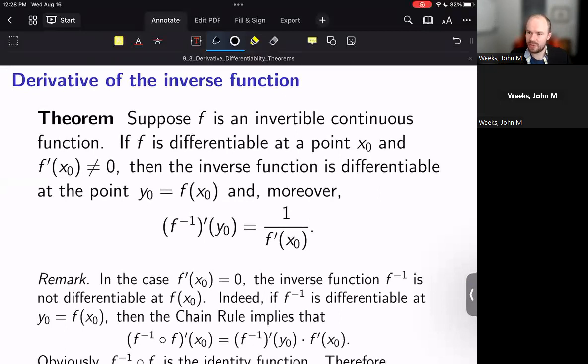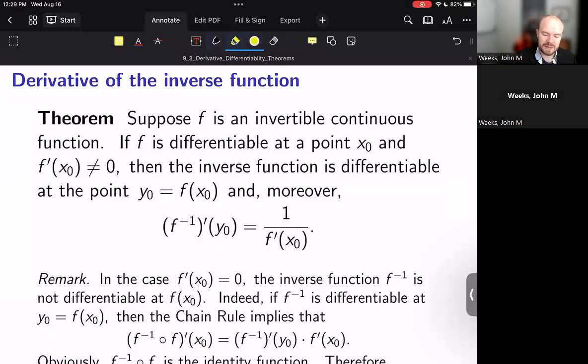First, let's start with an invertible continuous function. Invertible just means it's bijective. It's continuous, right? So that's going to be useful. If f is differentiable at a point x0 and f prime is not 0 at that point, the inverse function is also differentiable, and we can find that derivative using this formula.